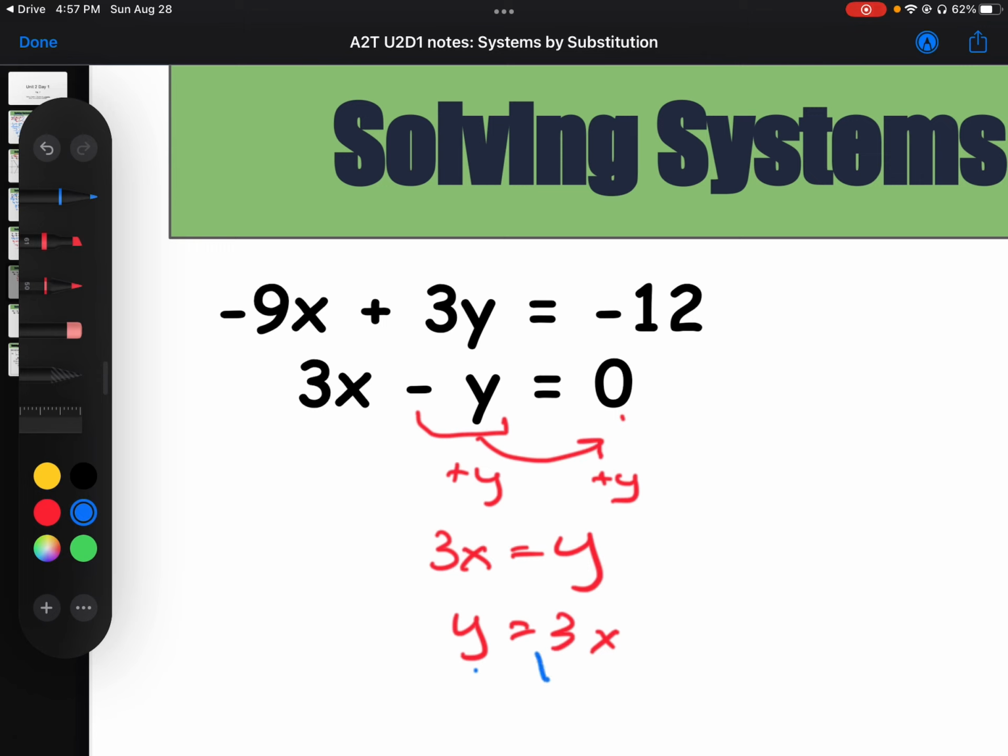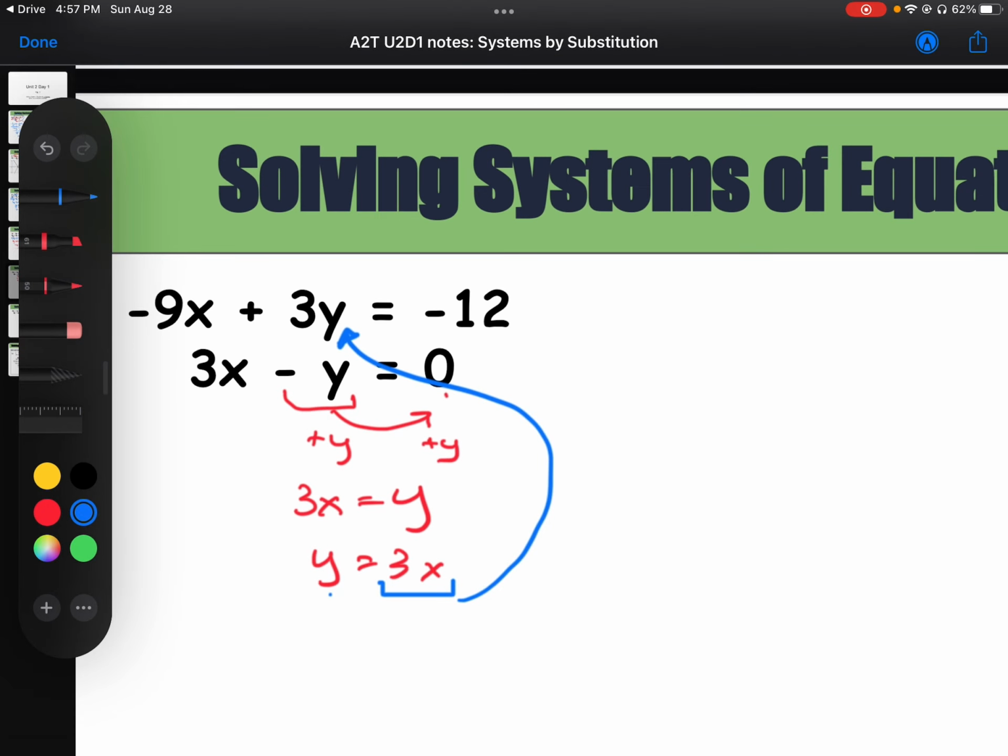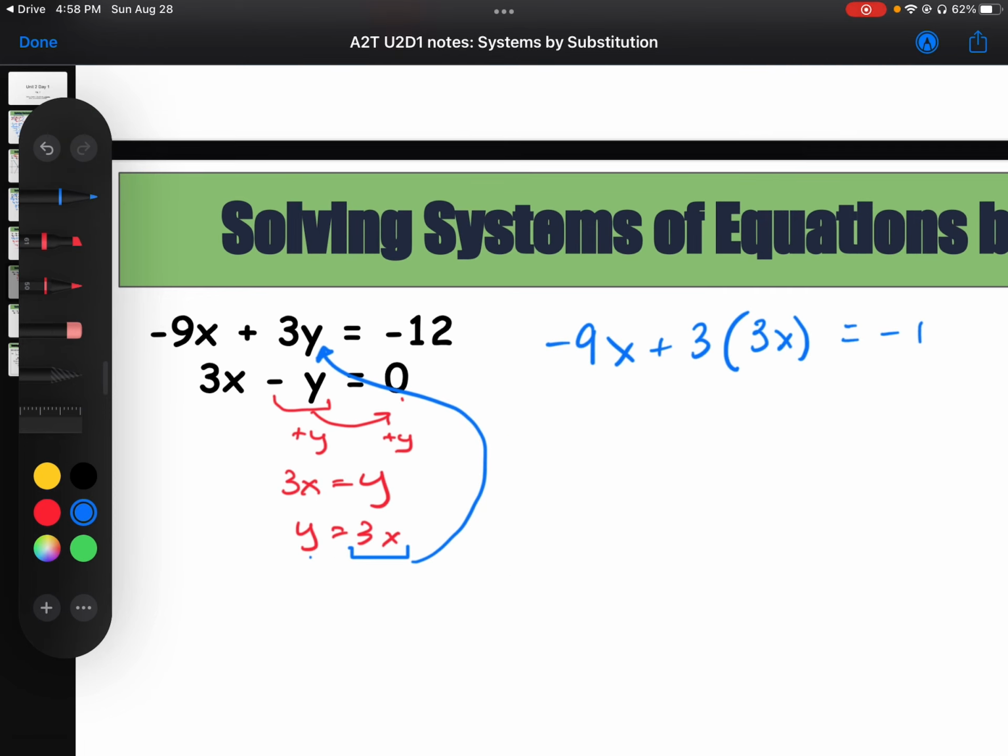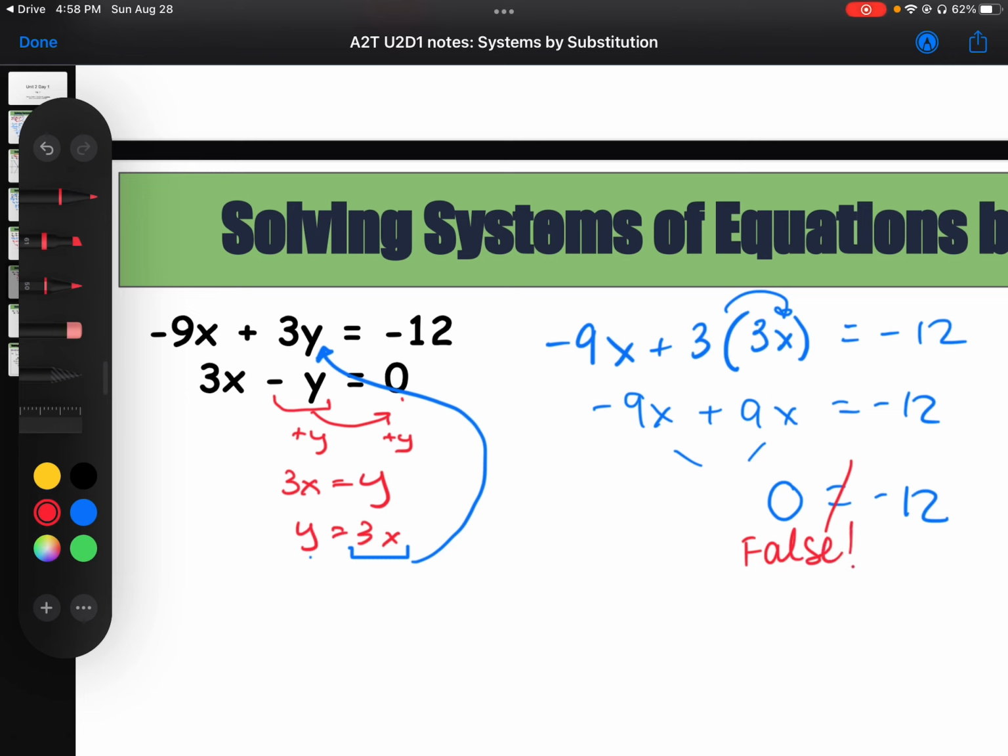Now that y is alone, I'm going to take 3x and plug that into the first equation for y. So I have negative 9x plus 3 times 3x equals negative 12. Multiply: negative 9x plus 9x equals negative 12. Negative 9x plus 9x is 0, equals negative 12. That is not a true statement. 0 does not equal negative 12. So this is a false statement, which creates our answer as no solution.